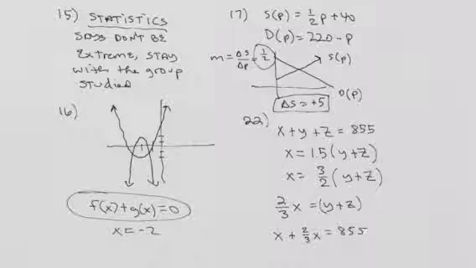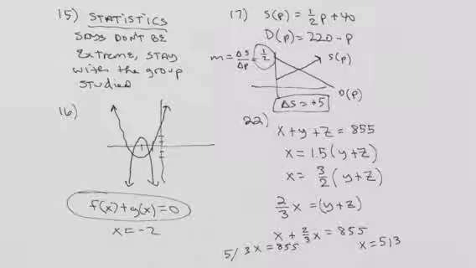And I get this. That's going to be 5/3 of x equals 855. If I multiply both sides by 3/5, you're going to get x equals 513.